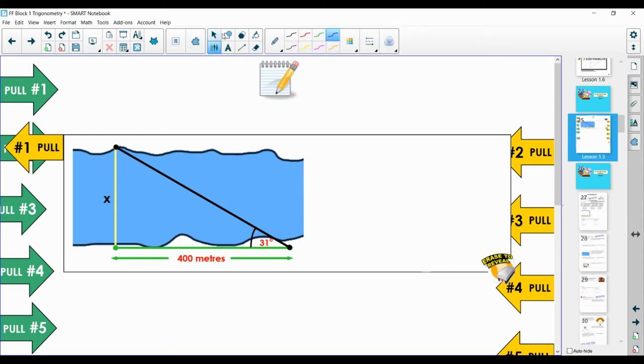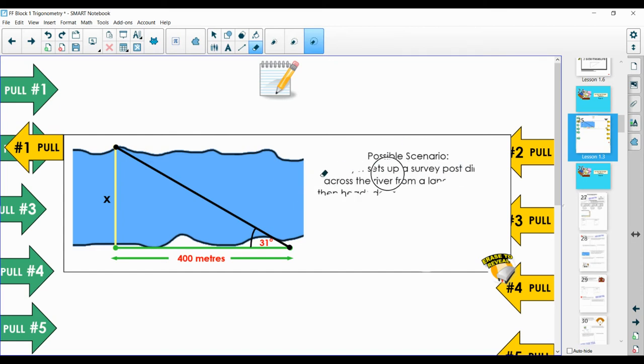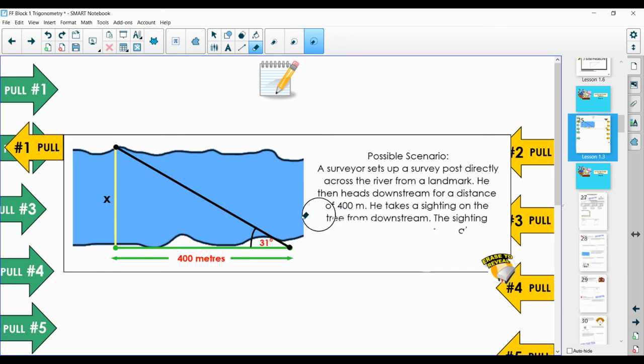Now, the way that that word problem might be worded would be this. A surveyor sets up a surveyor post directly across the river from a landmark. He then heads downstream for a distance of 400 meters. He takes a sighting on the tree from downstream, and the sighting angle is 31 degrees. Using this information, what is the width of the river?